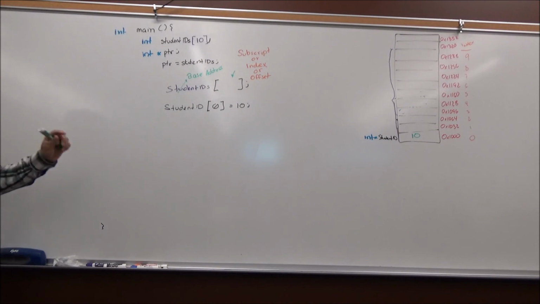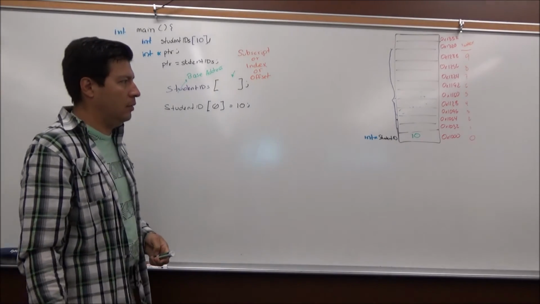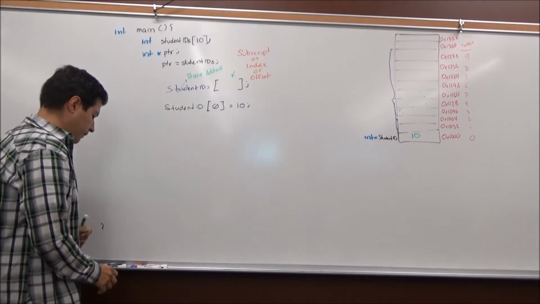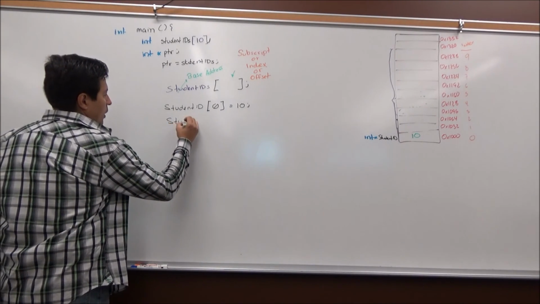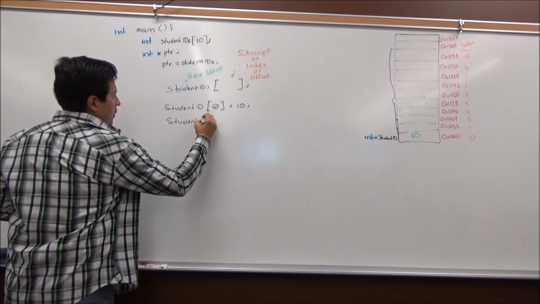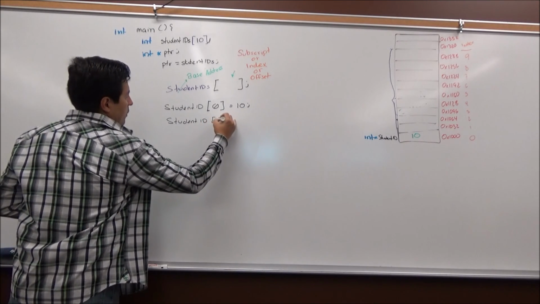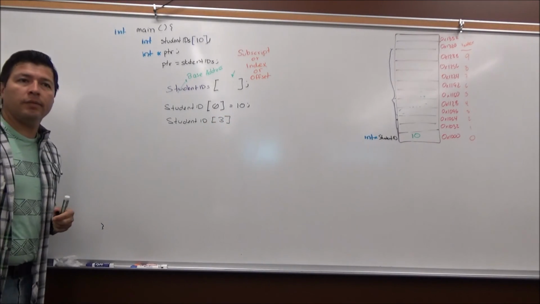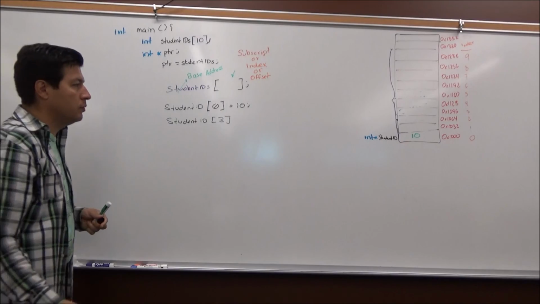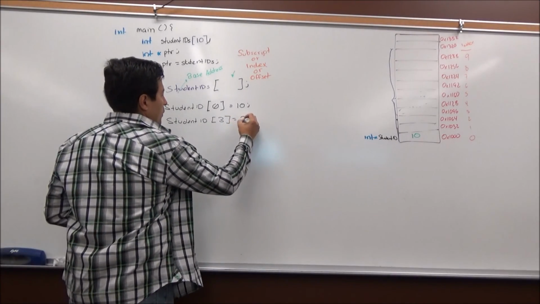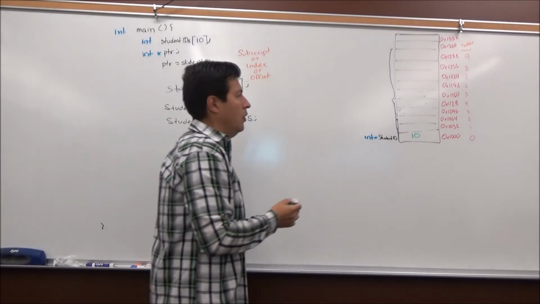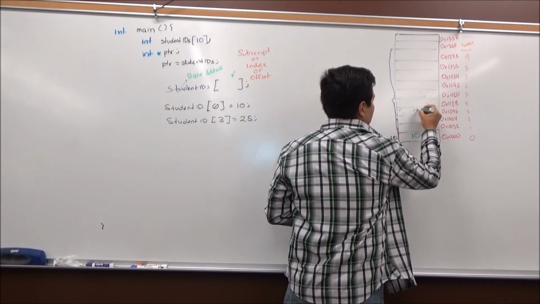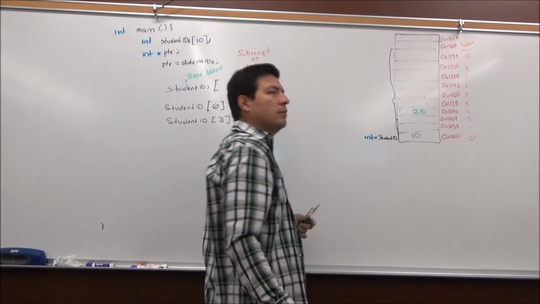So if I want to put it in the fourth element, the fourth element will be index 3, right? Because 0 counts. And let's say I want to put the number 25. So the fourth element here, that's that.